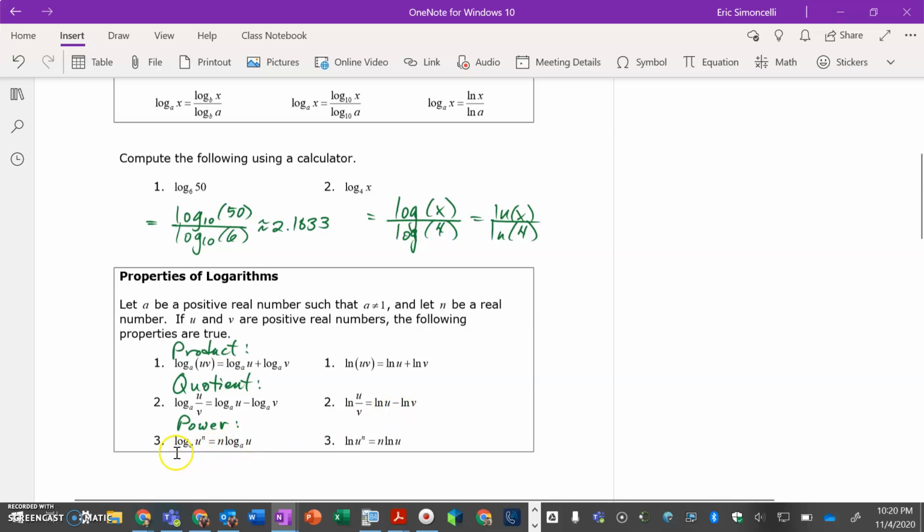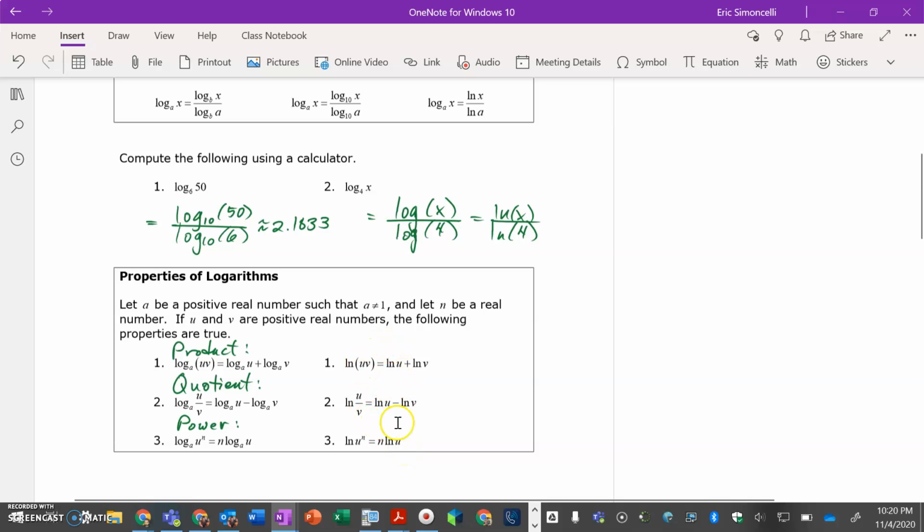The power property, log base a of u to the n: you can move the power out in front, so n times log base a of u. Similarly, you can notice that it can be rewritten as natural log of u to the n. N goes in front, as you see, n times the natural log of u.